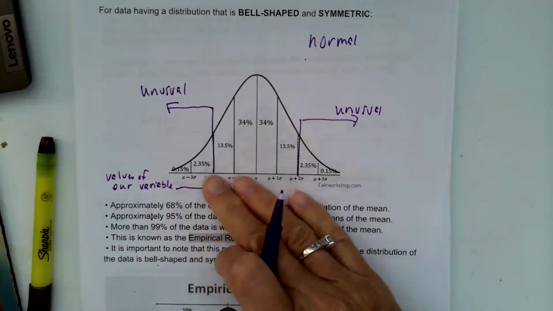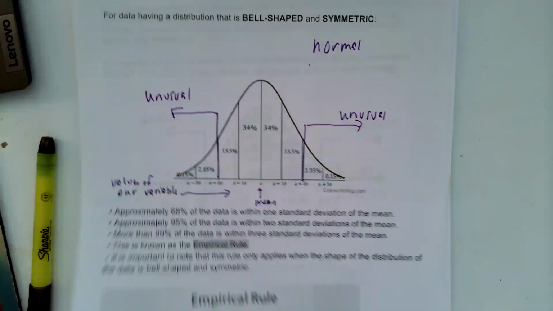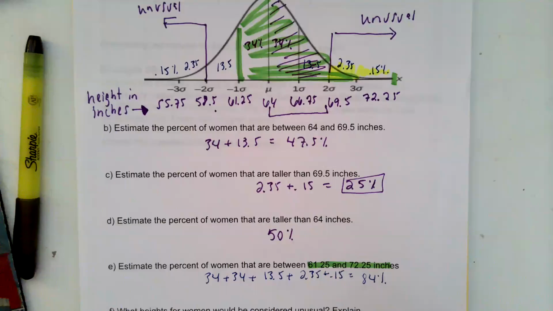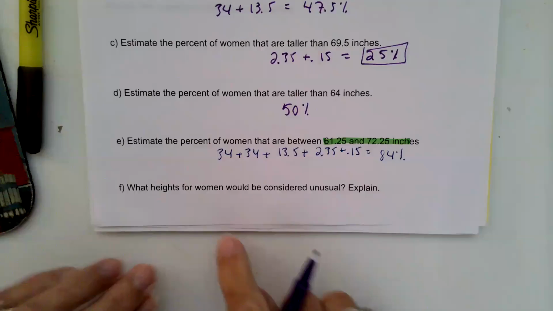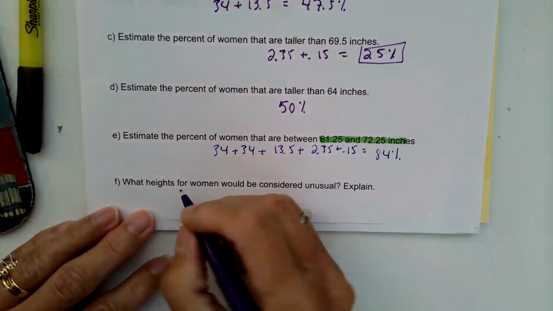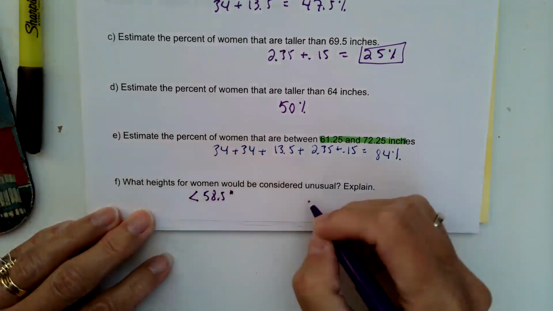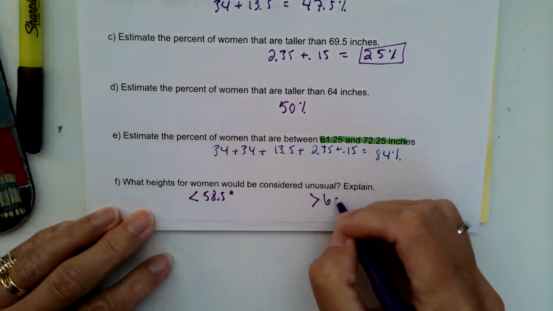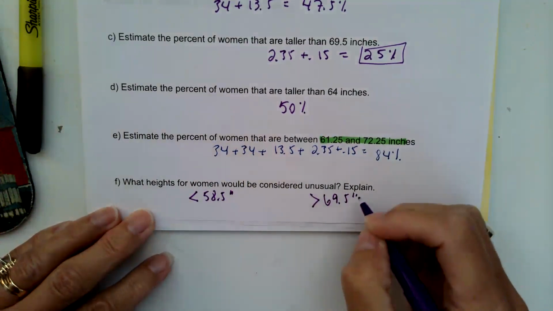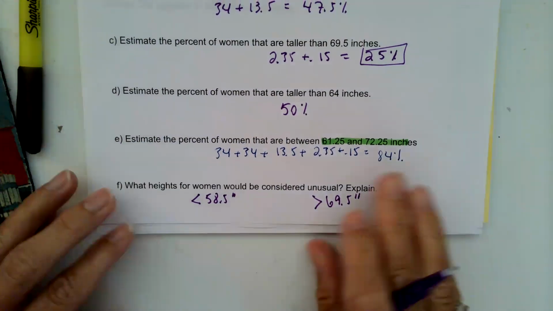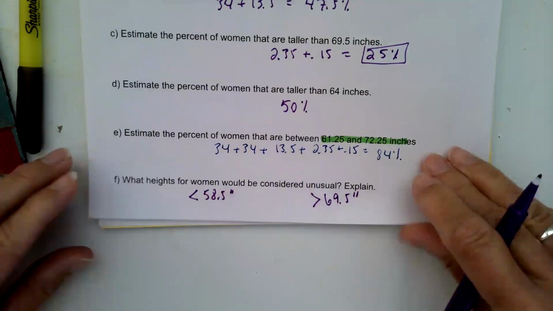So if the data truly falls in a symmetric bell shape, we would say heights that are unusual would be anything less than 58.5 inches, or anything taller than 69.5 inches, which will be considered unusually tall.